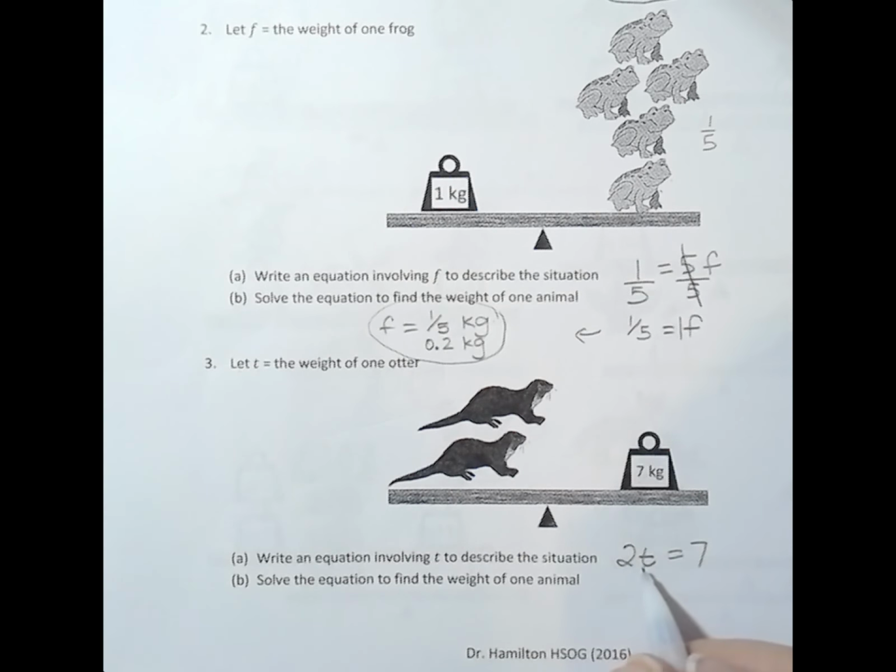Solving the equation, well, we want to find out what 1 otter is equal to, so we're going to divide the 2 otters by 2 and get 1T, or just T. But remember, with a balance, whatever we do to one side of the equation, we have to do to the other side of the equation. So if I take 7 kilograms and divide by 2, I get 3.5 kilograms. And that's it.